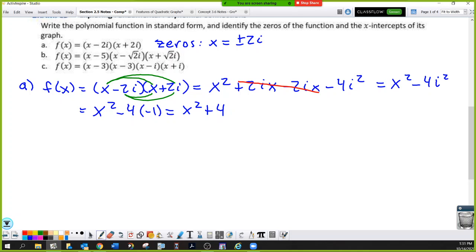There. The quadratic x squared plus 4 can be factored into x minus 2i times x plus 2i. There we go. That's its linear factorization. Both of its zeros are complex. It does not cross the x-axis because it's the parent quadratic that has been shifted up 4 units. So there you go. No x-intercepts.